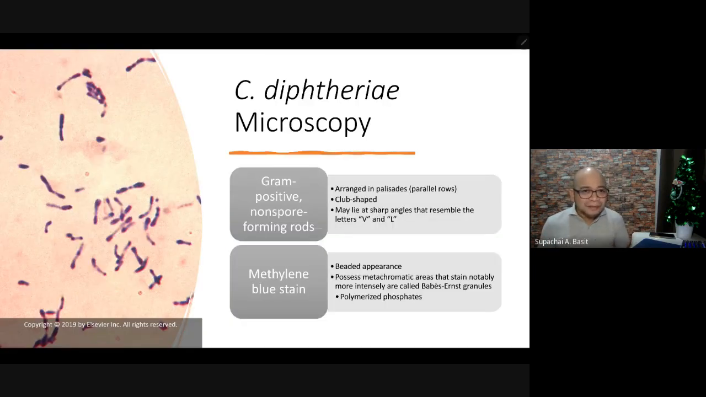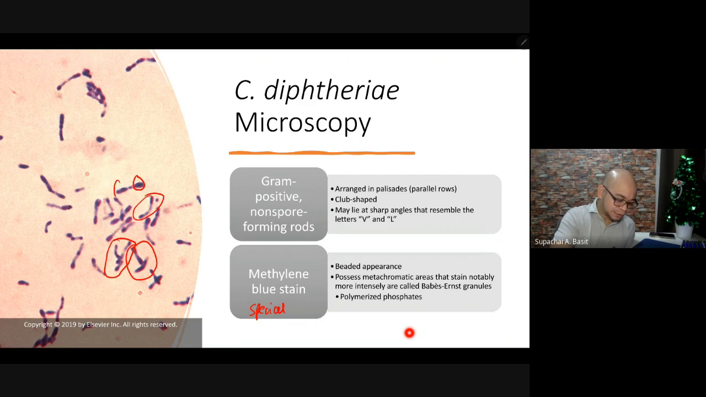So let's talk about the microscopic examination. As you can see, if stained using Gram stain, they are gram-positive rods arranged in palisades and are club-shaped. Some of them may resemble the letter V, such as this one, or some may resemble the letter T, and others the letter Y. But if we use the methylene blue stain, which is the special stain, you'll be able to see the beaded appearance, such as this one.